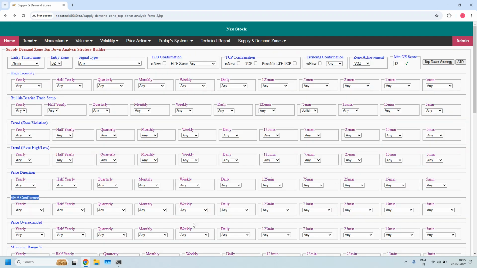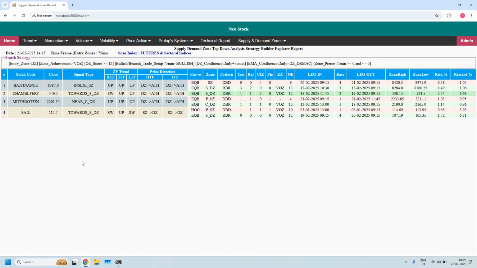So in the EMA confluence at daily time frame, I am setting the filter: daily demand zone having daily EMA confluence or not. With this filter, we got 4 stocks. So these 4 stocks might be having even higher success, more probability to get the success. And moreover, all these demand zones are high liquidity demand zones. Okay, this is about the bullish trade setup as per LTF, ITF and ITF EMA confluence.